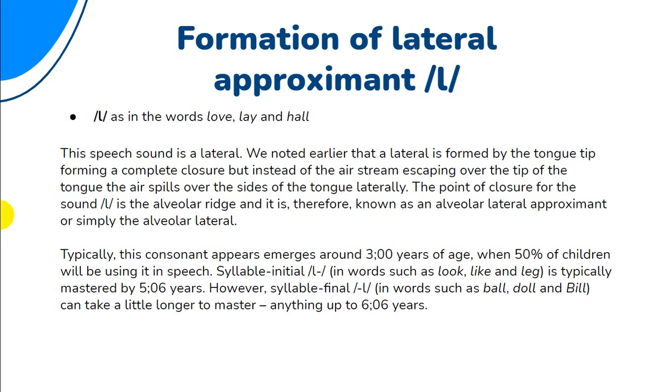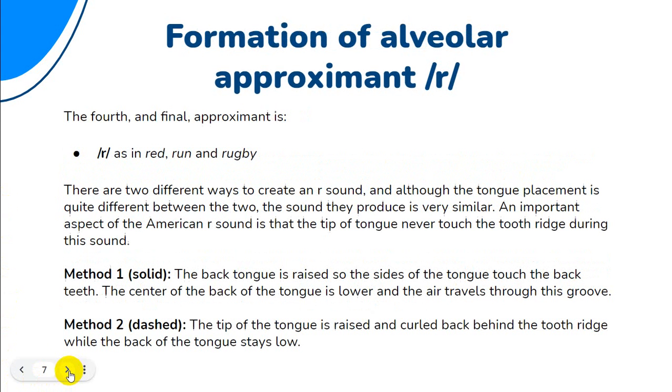Typically, this consonant emerges around 3 years of age, when 50% of children will be using it in speech. Syllable initial L in words such as look, like, and leg is typically mastered by 5.6 years. However, syllable final L in words such as ball, doll, and bill can take a little longer to master, anything up to 6.6 years.